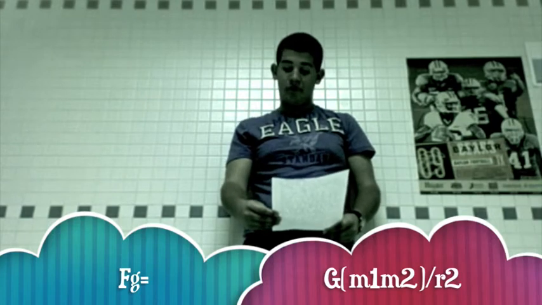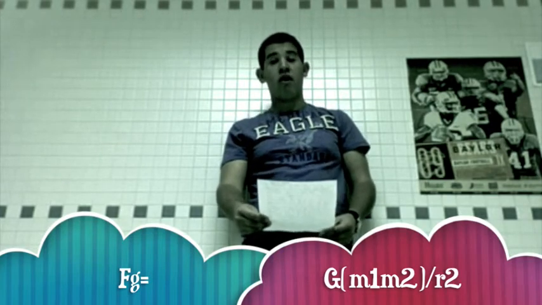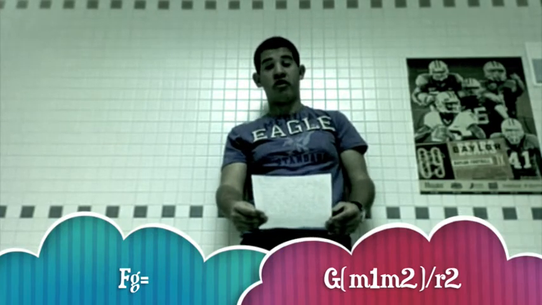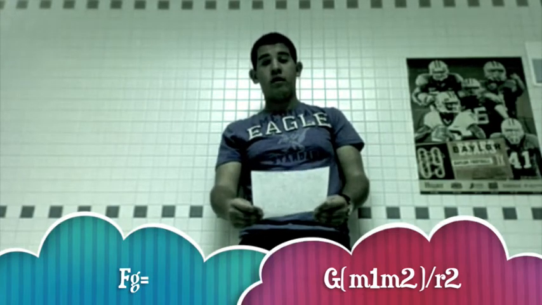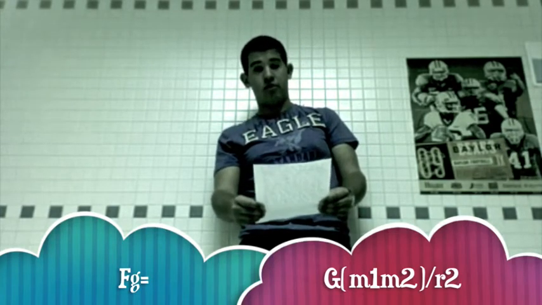Law of universal gravitation. G is called the constant of universal gravitation. If masses m1 and m2 are separated by distance r, the magnitude of gravitational force is given by the equation Fg is equal to G times m1 times m2 divided by r squared.